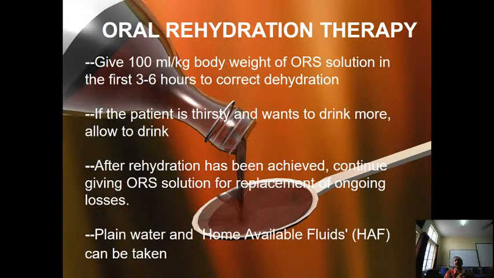You give oral rehydration therapy, 100 ml per kg body weight of ORS solution in the first 3 to 6 hours to correct the dehydration. If the patient is thirsty and wants to drink more, let him drink. He is not going to get overhydrated by oral fluids. Any problems which are there occur because of IV fluids. Please remember, oral fluids generally do not create any problems. So, give as much. After rehydration has been achieved, continue giving ORS for replacement of ongoing losses. Plain water and home available fluids like kanji, etc. are very good. They should be used.